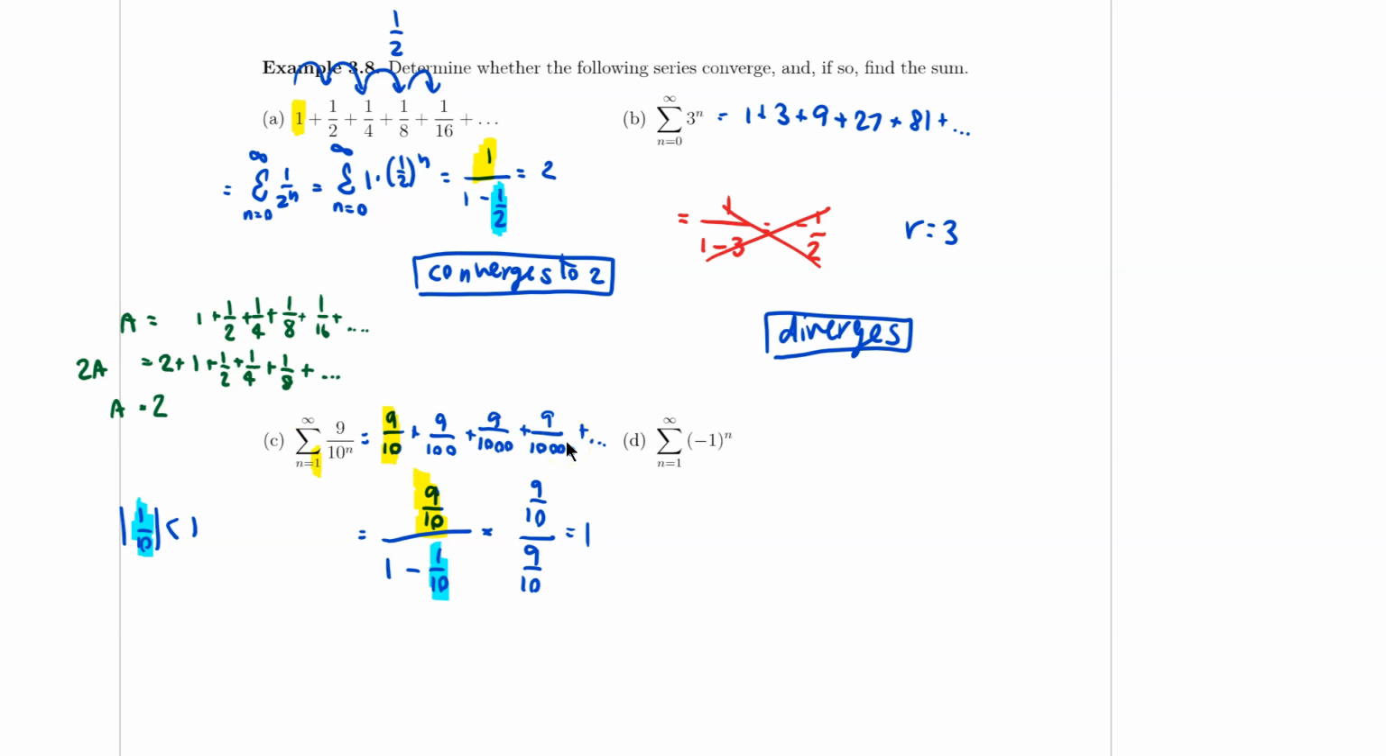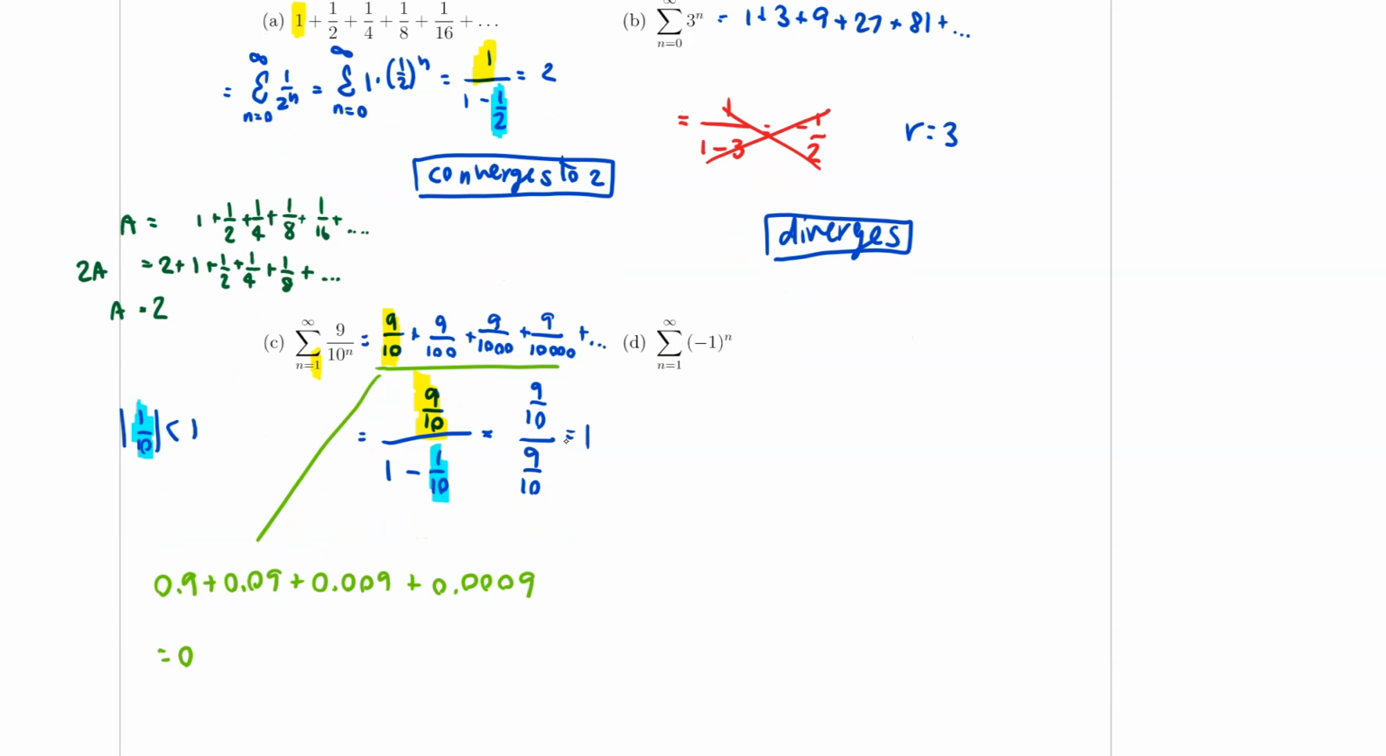In fact, if you look at this sum carefully, let me write this on the side. The sum that you are looking at here is actually 0.9 plus 0.09 plus 0.009 plus 0.0009. So this is actually just 0.9999 and so on, or 0.9 with the repeating 9. We can see this is going to just equal 1. So this converges to 1.